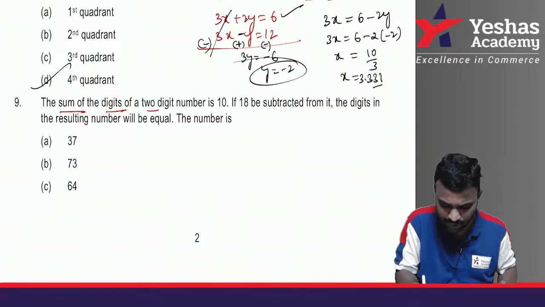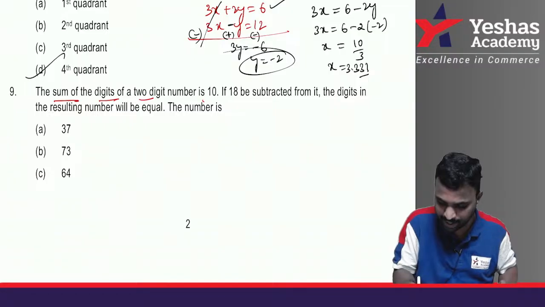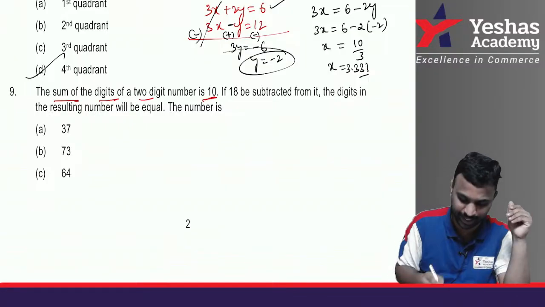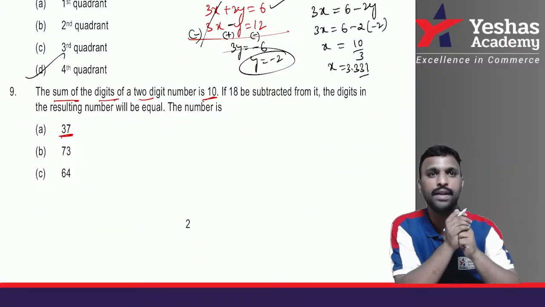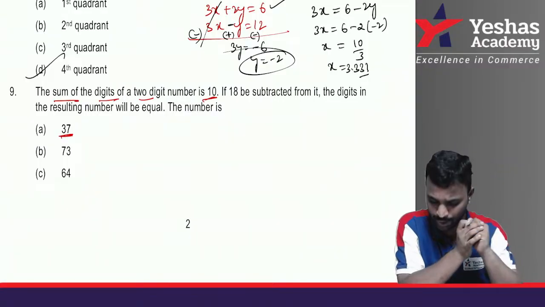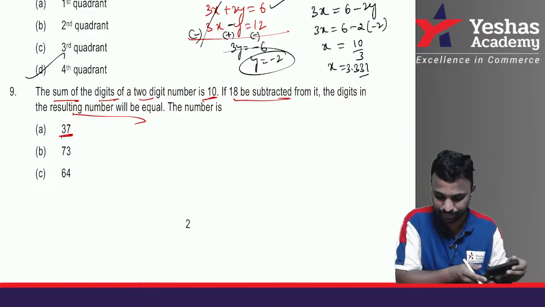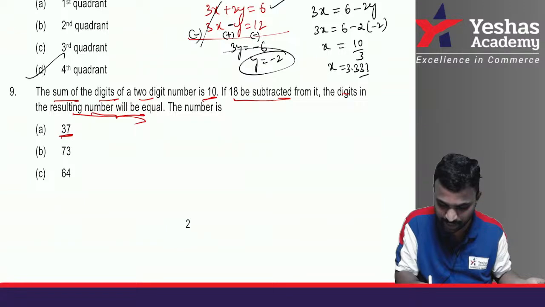The sum of the digits of the two-digit number is 10. Guys, where is the two-digit number? It is in the options only, right? So you can see 37. Definitely the sum of the digits is 10 only. But when you subtract 18, will the digits get reversed? The digits in the resulting number will be equal.